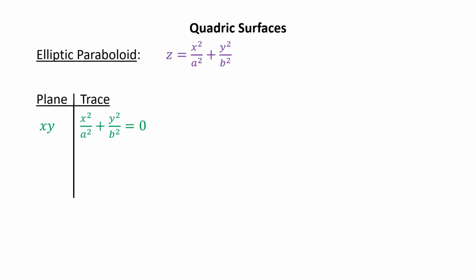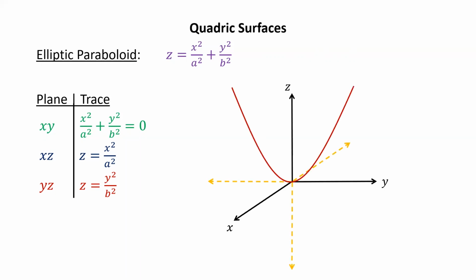That's just the origin. Trace in the xz plane, we set y equal to 0 to get z equals x squared over a squared. You may recognize this as the equation of a parabola. And similarly, the trace in the yz plane, by setting x equal to 0, is z equals y squared over b squared, another parabola. First, graphing the yz trace, we just have our standard upward-facing parabola, z equals y squared over b squared. The trace in the xy plane is just the origin there.